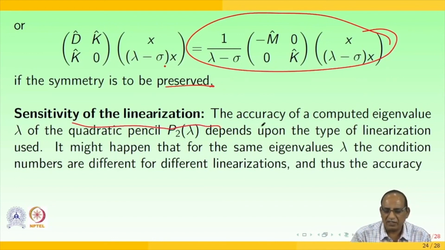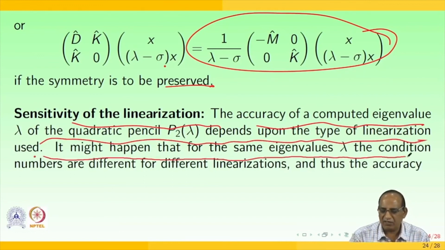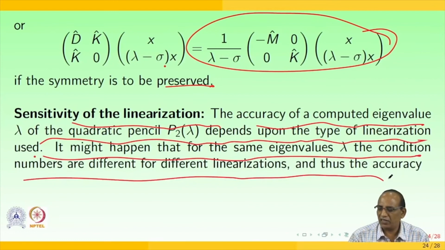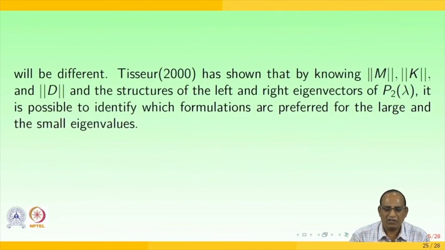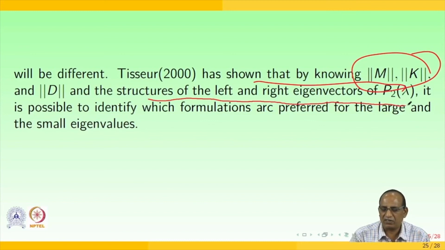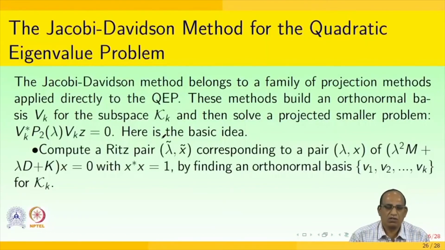Sensitivity of the linearization. The accuracy of a computed eigenvalue lambda of the quadratic pencil P2 of lambda depends upon the type of linearization used. It might happen that for the same eigenvalue lambda, the condition numbers are different for different linearizations, and thus the accuracy will be different. So, knowing the norms of K, M and D, and the structure of the left and right vectors of P2 of lambda, it is possible to identify which formulations are preferred for the large and small eigenvalues.